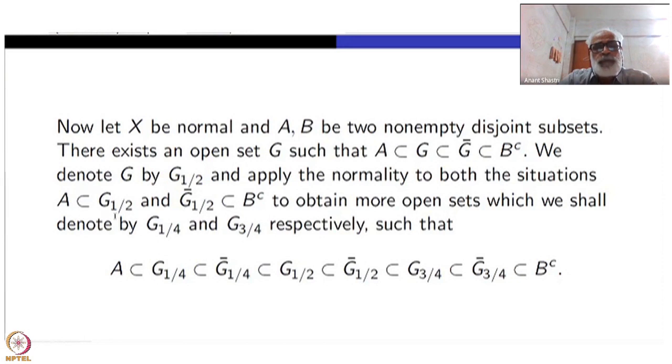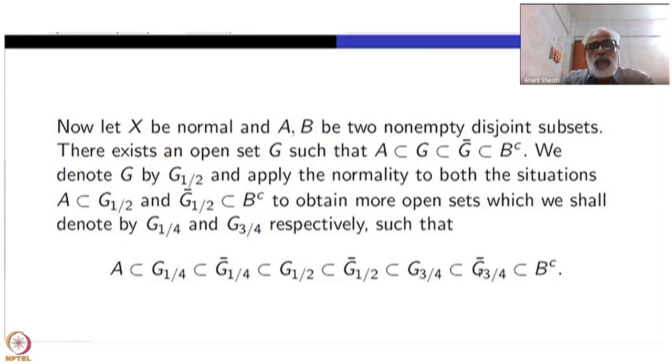So what I want to do now is, between A and G half, and G bar half and B complement, I introduce two more open subsets, which we shall denote by G 1/4 and G 3/4 respectively, such that from A to G half, G half is open, A is closed, G 1/4 will sit there, contained inside G 1/4 closure. Similarly, we have come up to G half, right? G half is contained in G half bar. That's already there. We are using that one now. G half bar to B complement, which is again open, we'll have one more open subset there, G 3/4 contained inside G 3/4 bar.